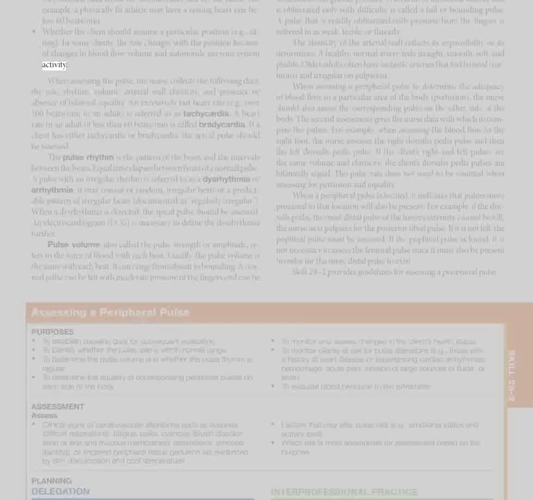When assessing the pulse, the nurse collects the following data: the rate, rhythm, volume, arterial wall elasticity, and presence or absence of bilateral equality. An excessively fast heart rate, for example, over 100 beats/min in an adult, is referred to as tachycardia.